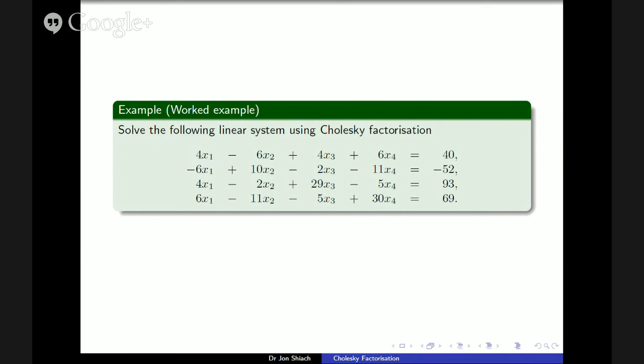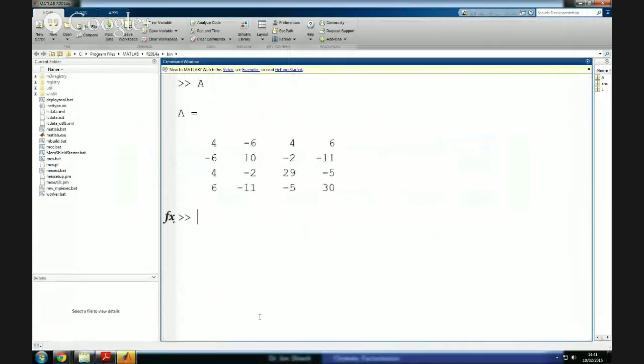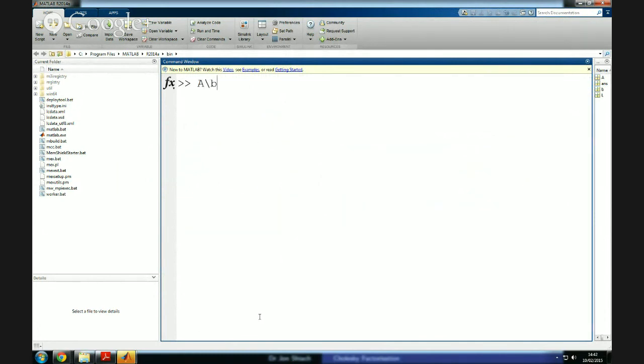Okay, let's check I got the right answer. Never be satisfied. The beauty of algebra is we can always check the answer. Previously I had the coefficient matrix. If I enter in the right-hand side vector, and I'm just going to use the backslash operator, 4, 0, 3, 2. There's the solution. Okay, that's Cholesky factorization. A whole chapter of the notes done.